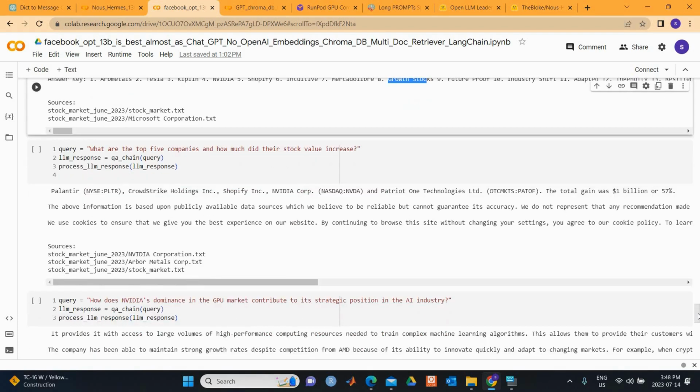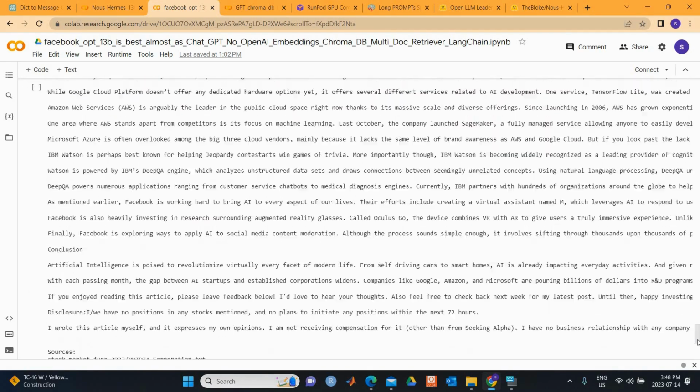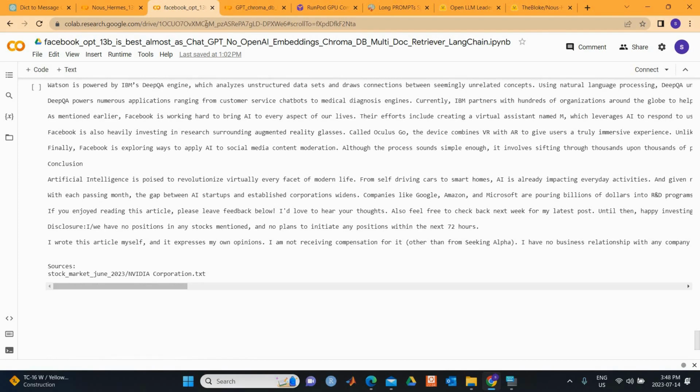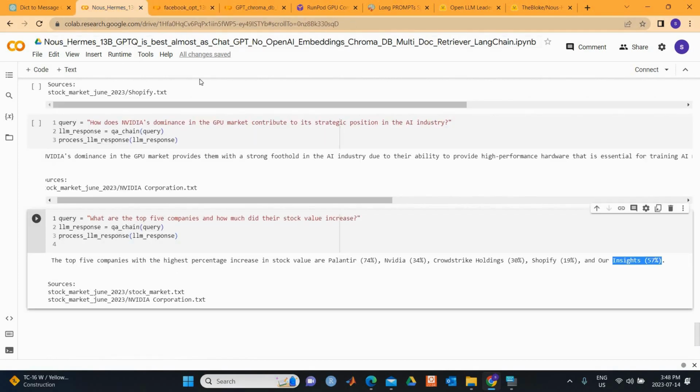And if we look at the last question, again, I must say that this model is not doing good. Facebook OPT is 13 billion parameters. On the other hand, the Hermes model, which is not on the Hugging Face Open LLM leaderboard, is doing quite good.